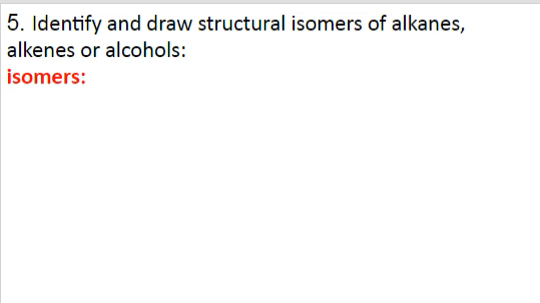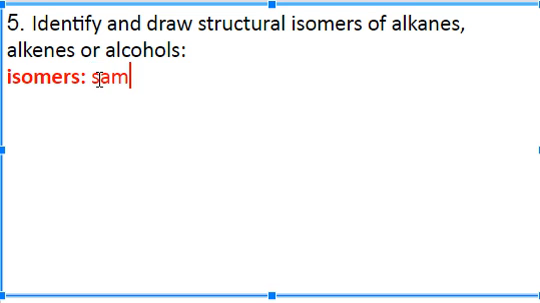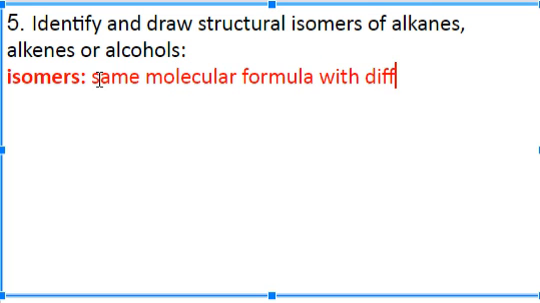Objective 5, identify and draw structural isomers of alkanes, alkenes, or alcohols. So first of all, just a reminder that an isomer is the same molecular formula with a different structural formula. So more than one way of drawing the same set of atoms.